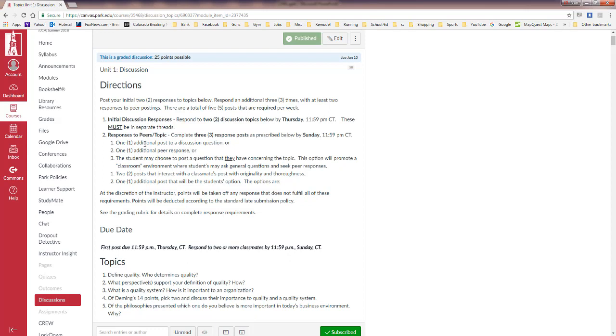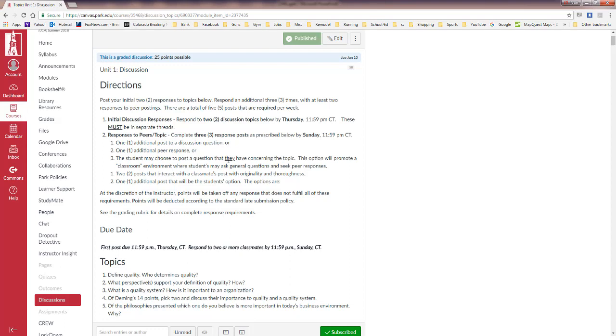So you might have the option of 3 topics and at least 2 peer responses. That's 5. That's acceptable. You can have 2 discussion topics and 3 peer responses. That's acceptable. You can have 2 discussion topics, 2 peer responses, and then you can just post a question in there if you have specific information, or you're not understanding certain things, or you just want to post a question in general about the subject matter. You can put that in there as well. That would be your 5th post. So there's all kinds of options here for you to get your 5 posts.